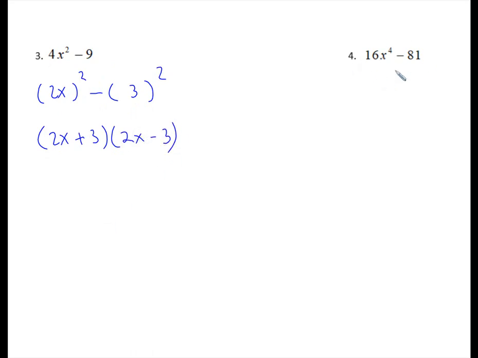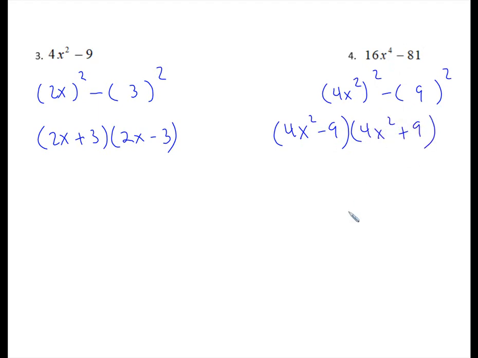Number 4 here, you have to recognize this is also a difference of squares. It's just that this is not x squared, it's x to the 4th. But it's still a difference of squares because we can get it to fit this format here. So this would be 4x squared, this would be 9. So our factors would be 4x squared minus 9 and 4x squared plus 9, right?